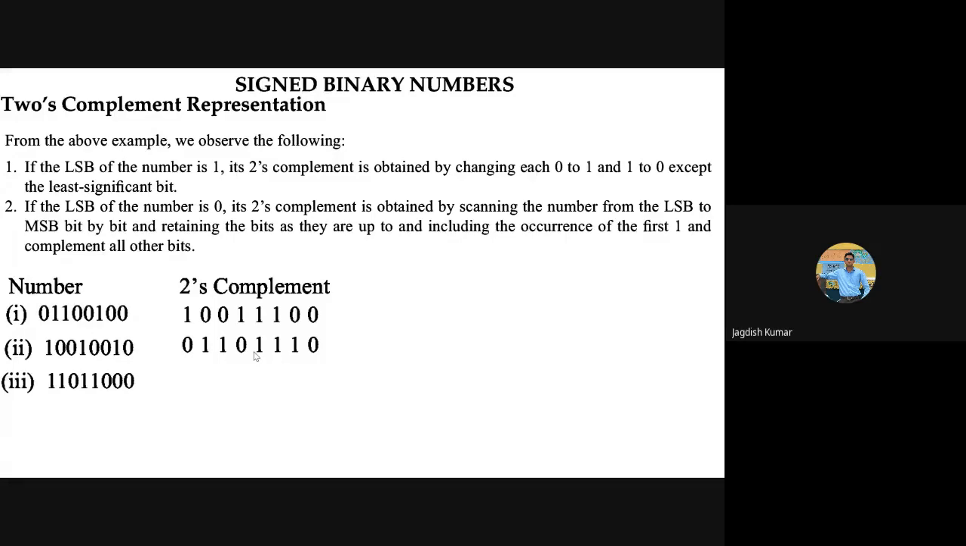Here also second rule will be applying. And what is second rule? Again, you have to scan from right hand side up to this 1, 2, 3, 4. The 4 bits from right hand side will remain unaffected, whereas remaining will be inverted. So that is the 2's complement of this last third number. Fine.